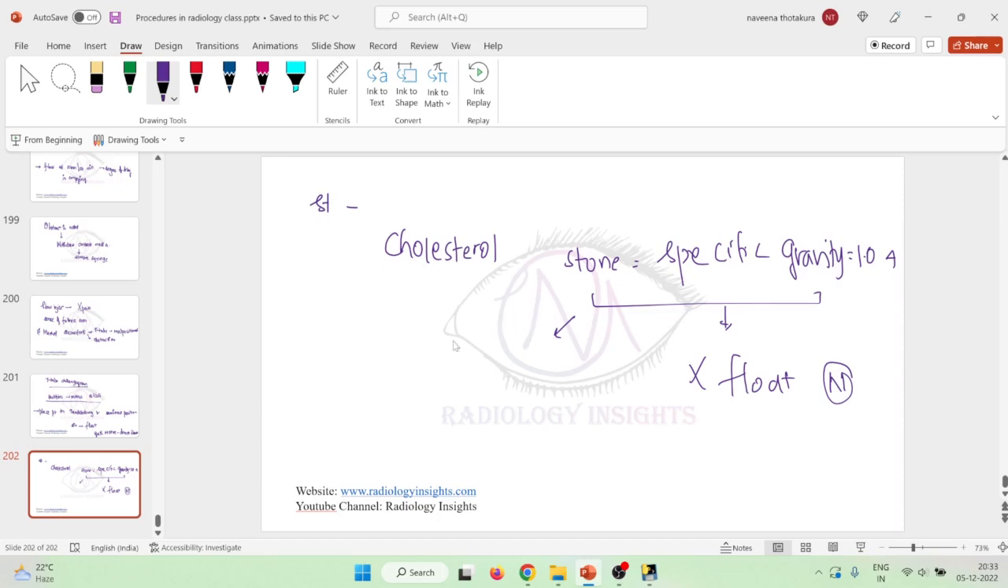But if there is any dilution because of the contrast, for example, if you have added contrast, and if the stone is diluted because of the contrast, that means the specific gravity will decrease. So obviously then it can float.